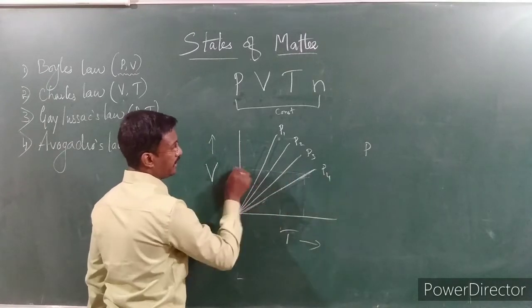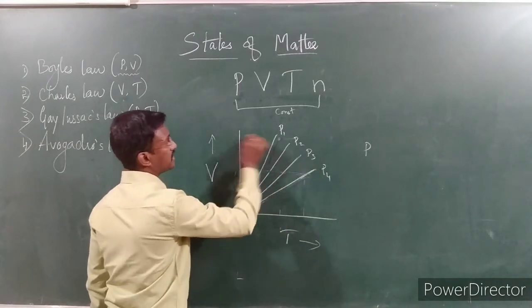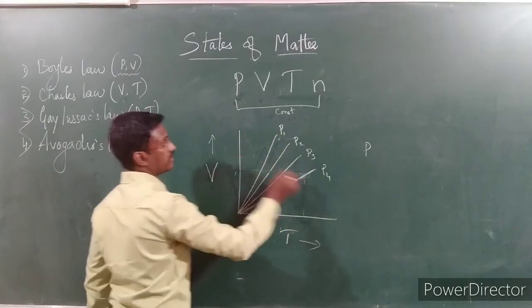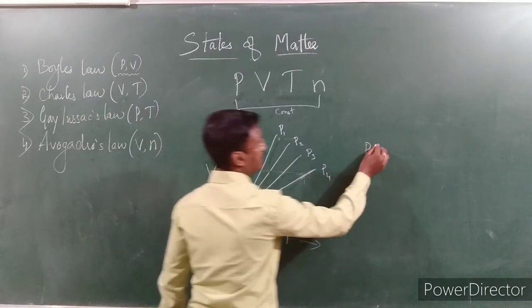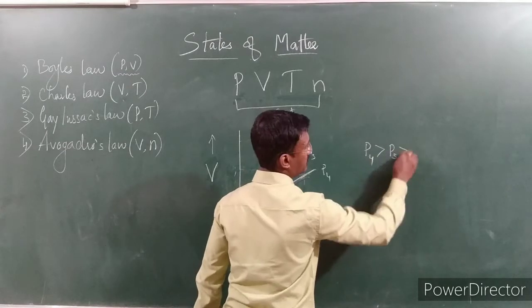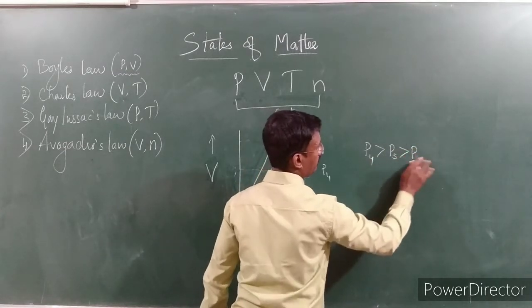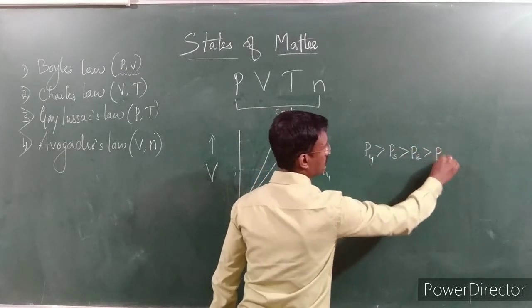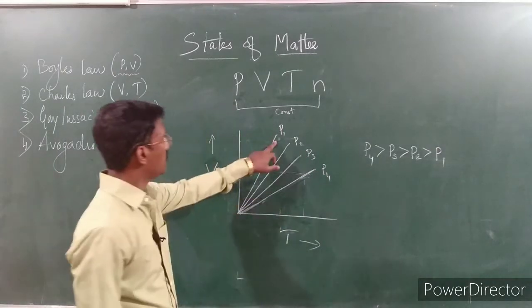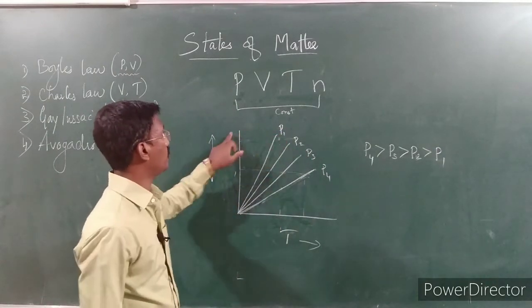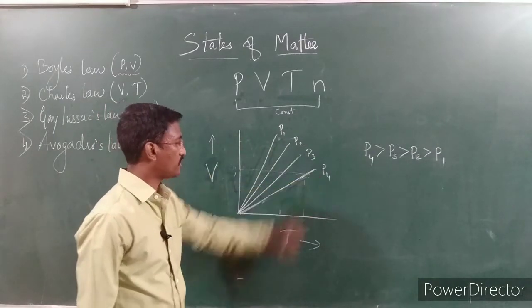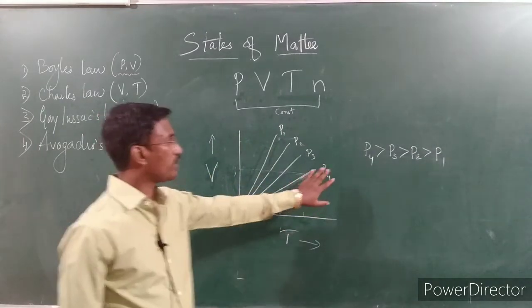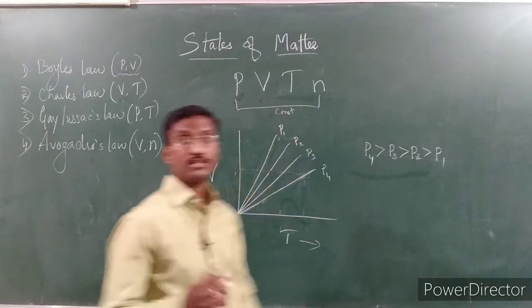Can you see here? It is having smaller volume and this one is having the greater volume. For that reason, P4 is greater than P3 is greater than P2, and P1 is very much smaller. Why? Because P1 is having the greater volume. It means that P1 is smaller than P4. Don't worry, they are not going to ask such questions, but you should know this meaning.